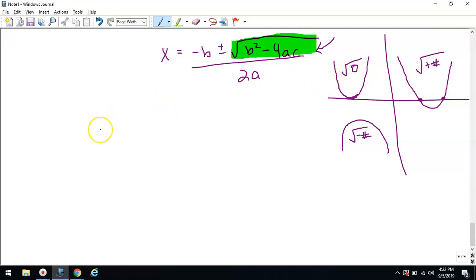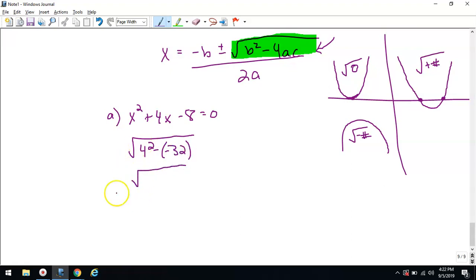So if we look at A, it says x squared plus 4x minus 8 equals 0. Our discriminant is going to be 4 squared minus 4 times a times c, which is negative 32. That means we get 16 plus 32, which means we have the square root of 48, which is a positive number. So we're going to have two real solutions for this problem.